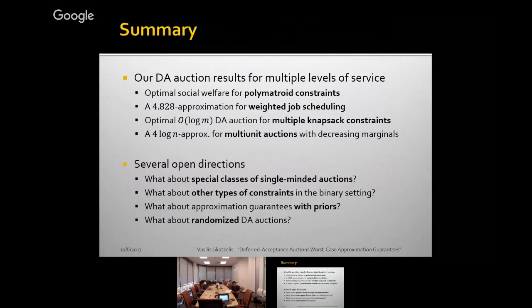Most of our results are single parameter, but we also consider multi-unit auctions in that latest paper. We define a generalization toward that too, which essentially treats each marginal as a different bidder. Each marginal that you report, we treat as a different person, and we get a 4 log n approximation. We don't know if this is tight.